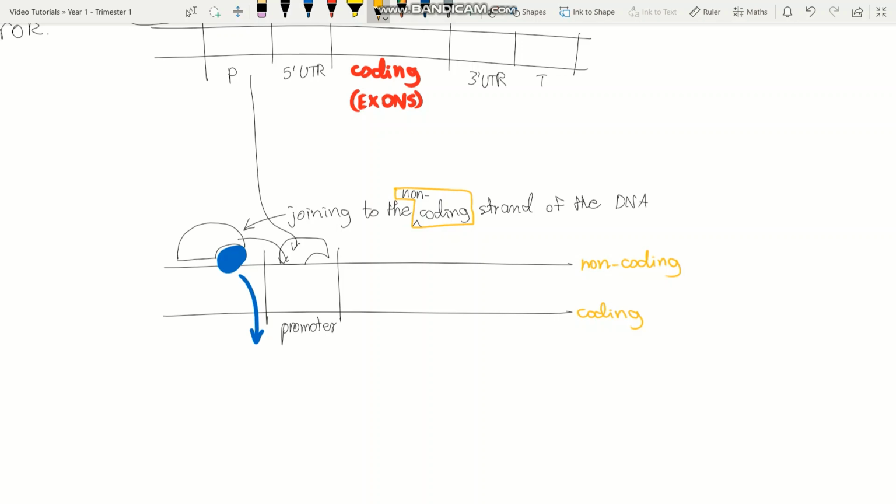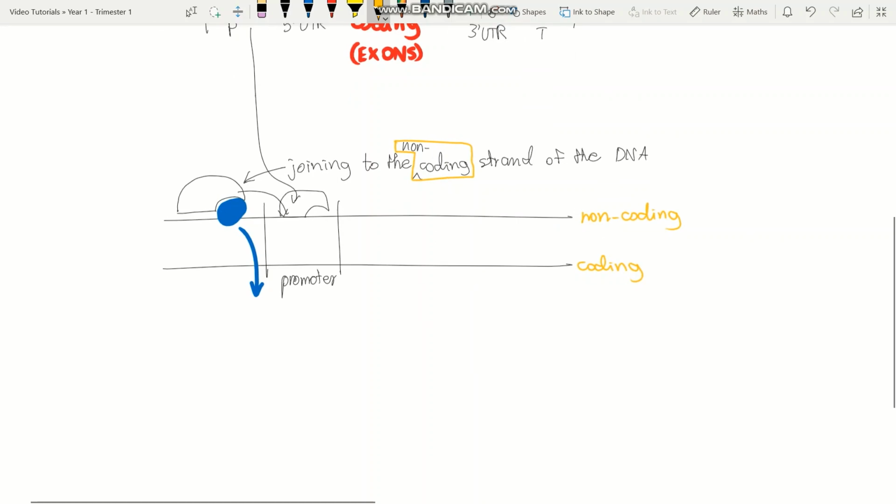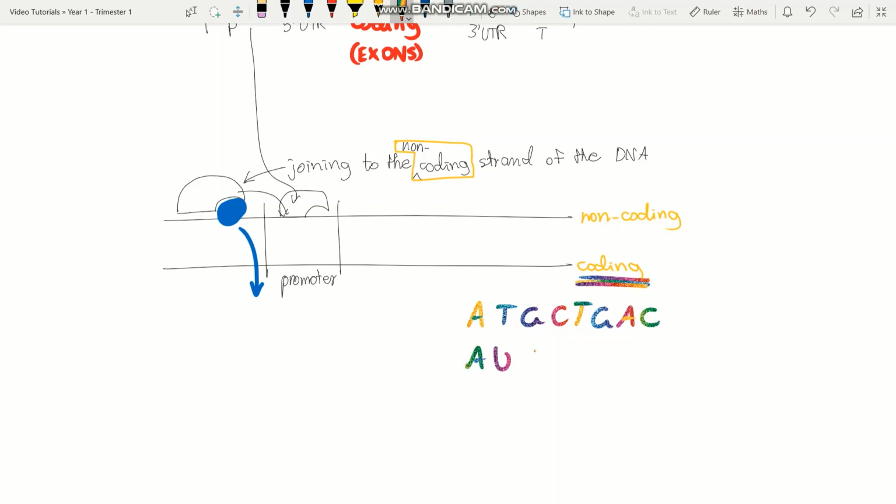The coding strand is the sequence of DNA that the RNA chain corresponds to, whilst the non-coding strand is the complementary strand. So say, for example, we have a particular random DNA sequence which is A, T, G, C, G, T, G, A, C. The coding strand, which is what is the RNA sequence, will be the exact same, except the T's will be replaced with U's, because we all know that RNA has uracil instead of thymine.